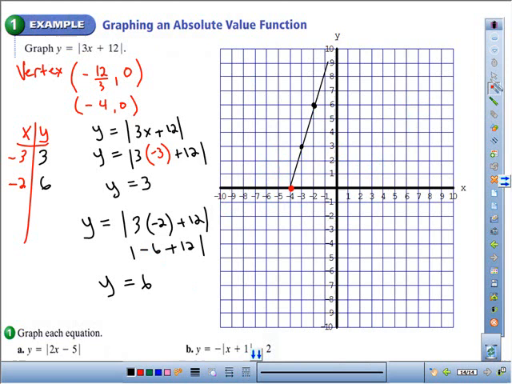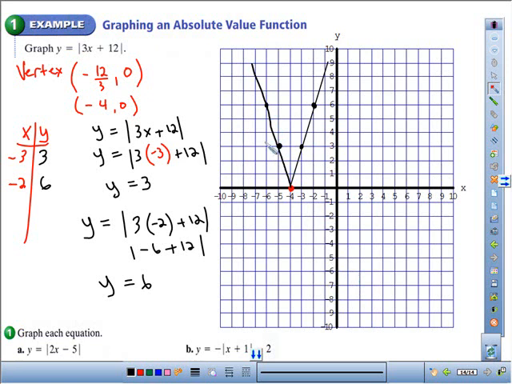And what do I mean by copy? I mean, here's the vertex. You move 1 to the right, and then you go up 3. That means you can move 1 to the left and go up 3 also. You move 2 to the right from the vertex, and you go up 6. That means you can move 2 to the left from the vertex and go up 6 again. And then there you go. You've got the left side of your absolute value function, and all you have to do is make a line, and you're set. That's it.